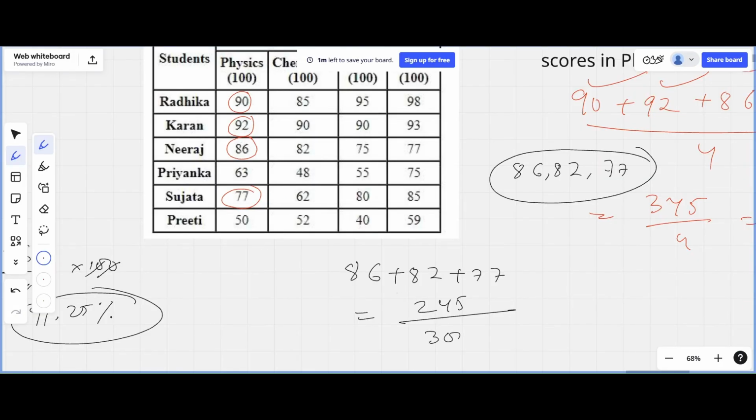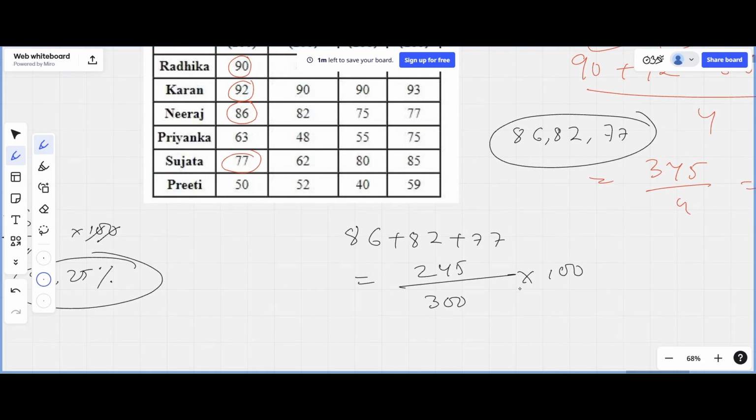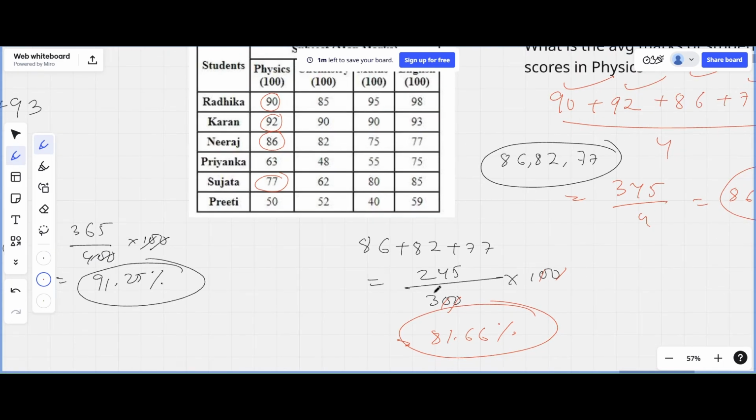Since they're asking for percentage, we'll do it like this. Cut this 0, cut karo, and 245 divide karo 3. So the answer is 81.66%. See, okay? Now you have already scored 6 marks. Each question carries 2 marks, so you already scored 6 marks.